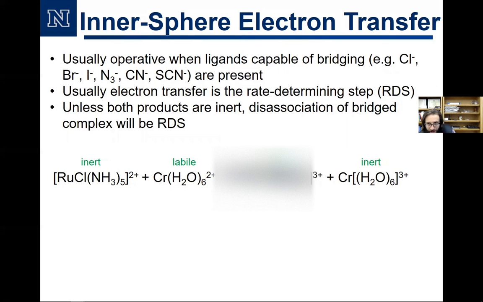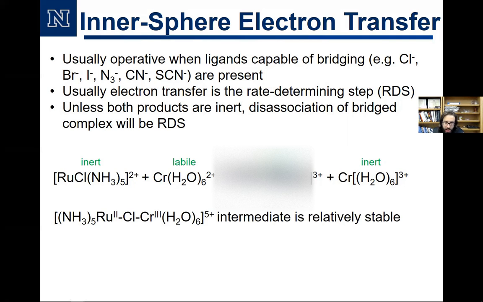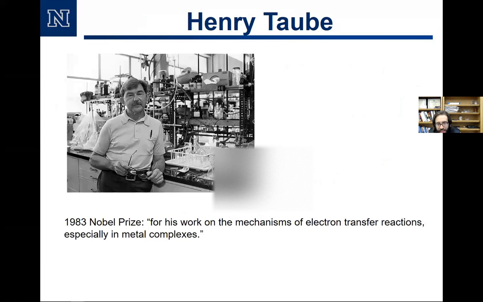And so think about why, okay? Let's say you have this reaction, where you have an inert and a labile complex reacting to give two inert complexes. Well, if you have two inert complexes, now you have this bridge intermediate and they're both inert. And so they're pretty stable like that. That bridge intermediate is pretty stable. You're going to probably be able to isolate that bridged intermediate, if you wanted to, which is further evidence that this inner sphere electron transfer mechanism is occurring in this case. But that's going to be the rate determining step.